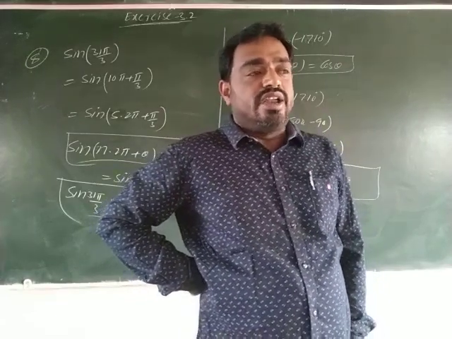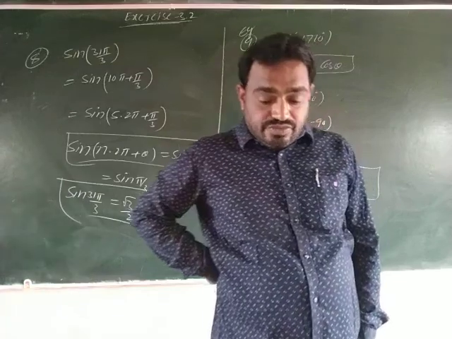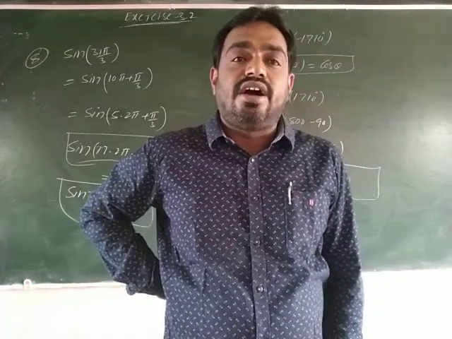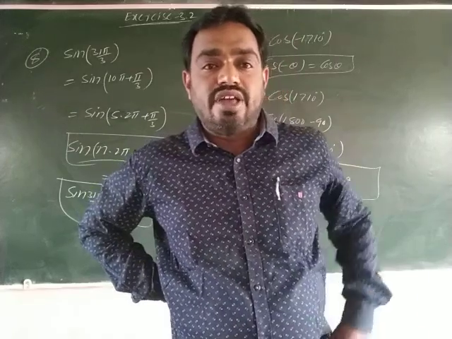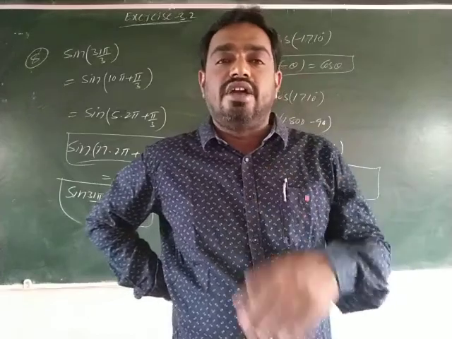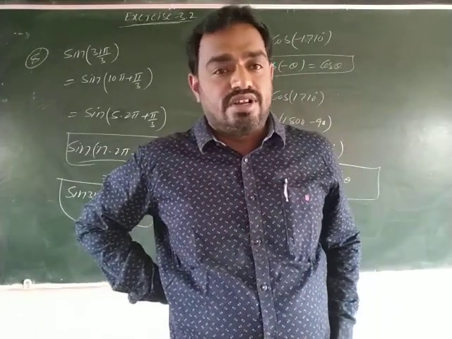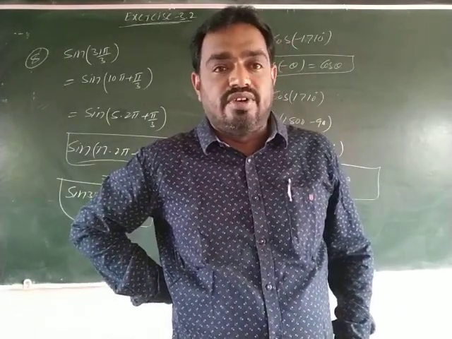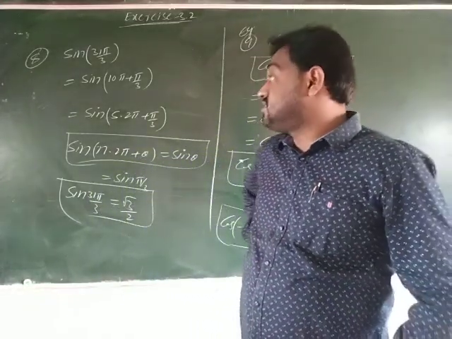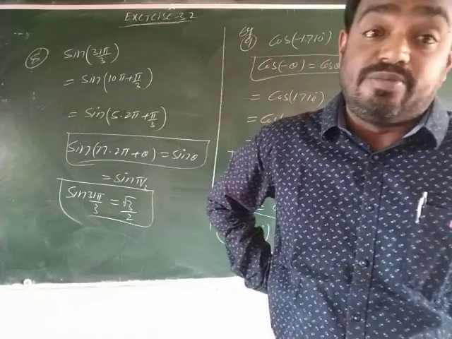How do they ask a 1 mark question? For example, sin x equals 3 by 5, x lies in the second quadrant, find cos x. That means they are asking only a single function. If they ask for 2 function values, then they give 2 marks. So usually they ask 1 mark questions only. If you are perfect in this exercise and the examples, you can definitely get the 1 mark.